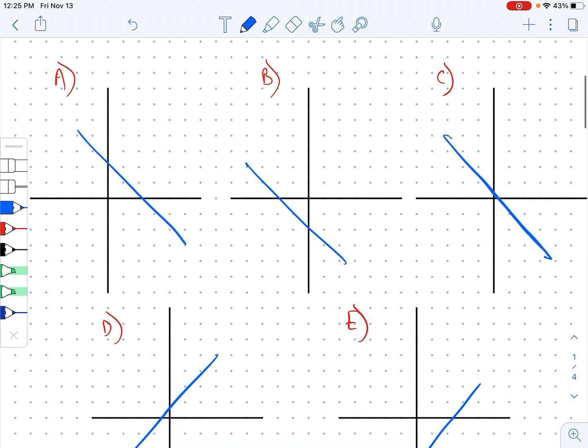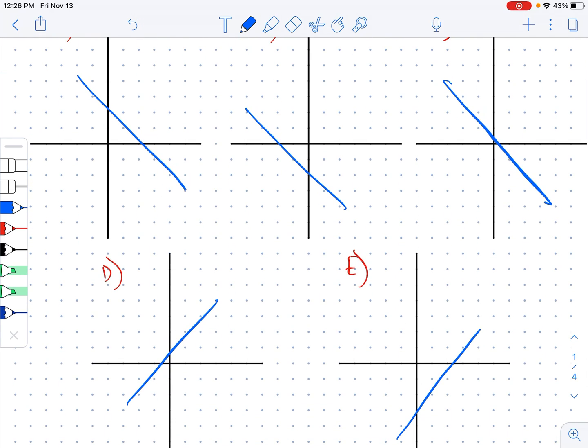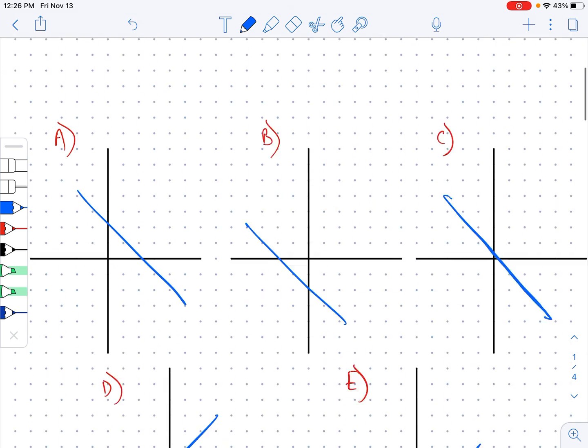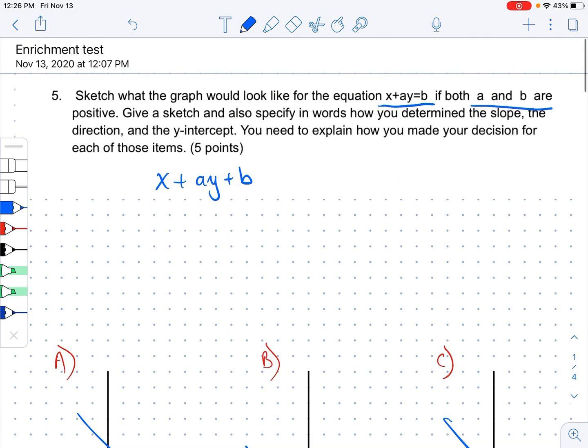What you had were various options, and you were supposed to take this equation and figure out which option it was. Let me show you how you could have figured that out. You're trying to figure out how to graph this equation. For starters, x plus ay equals b, so you subtract x from both sides. So ay is going to be negative x plus b. I placed the negative x first because I'm trying to get this into the y equals mx plus b form. Next, I'm going to divide everything by a.